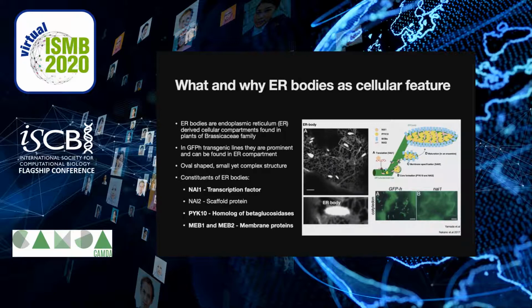ER bodies activate the plant's defense system, popularly known as the mustard oil bomb system, by hydrolyzing the substrate glucosinolate.